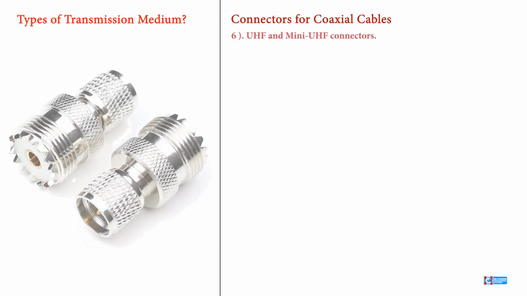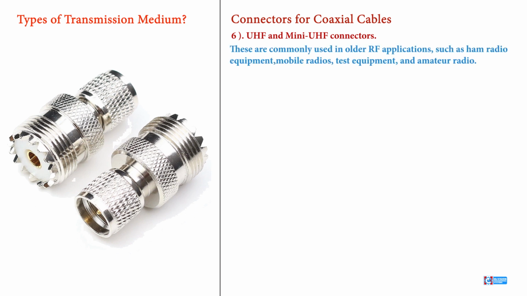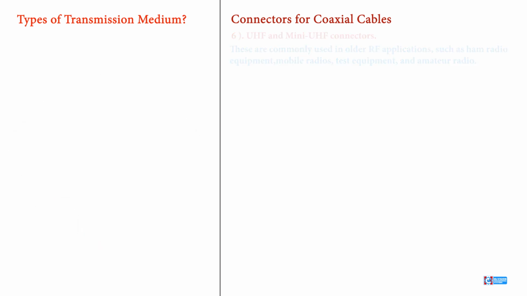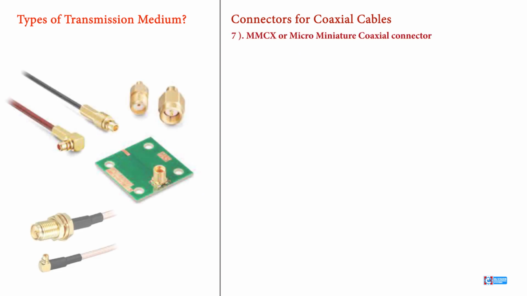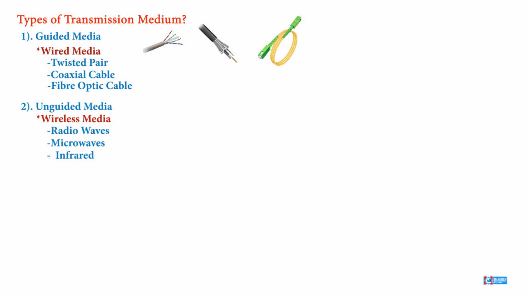We also have the UHF and mini-UHF connectors. These are commonly used in older RF applications, such as ham radio equipment, mobile radios, test equipment, and amateur radio. Another connector is called MMCX or Micro-Miniature Coaxial Connector. These are used in compact devices, such as laptop wireless cards and GPS receivers. The next wired transmission medium we will talk about is the fiber optic cable.